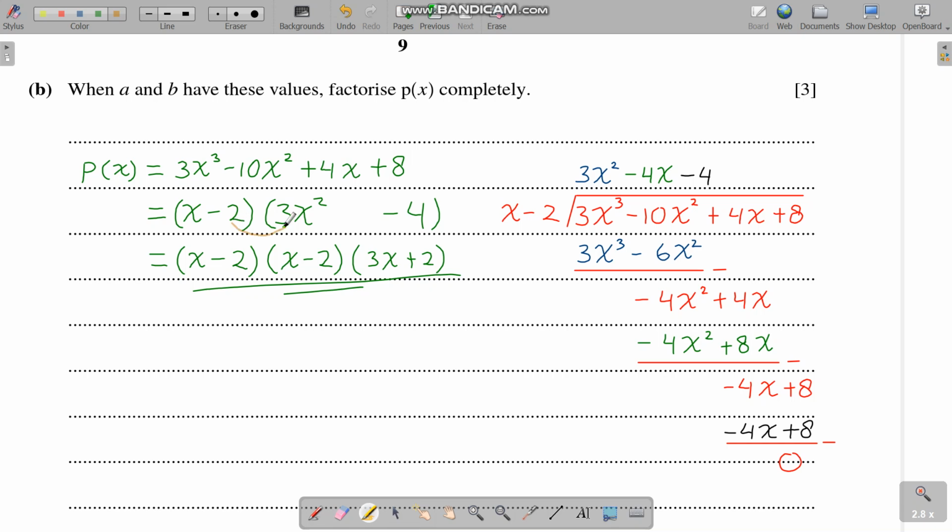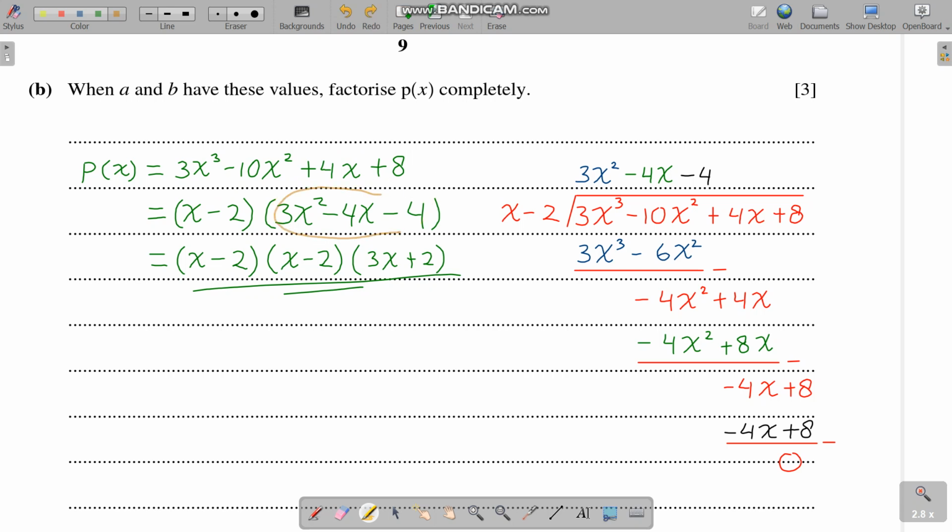So from here we get minus 6x squared, and we gotta get from here times this, we should get minus 4x squared. So actually this is minus 4x, because from here we have minus 6x squared minus 4x squared, in total minus 10x squared. And for the x term, this is plus 8x and minus 4x, so 8 minus 4 is plus 4. So this is the right quotient.